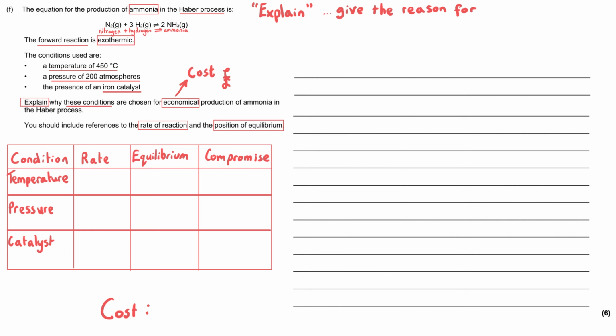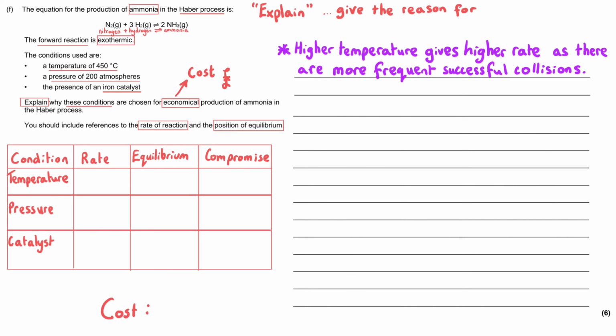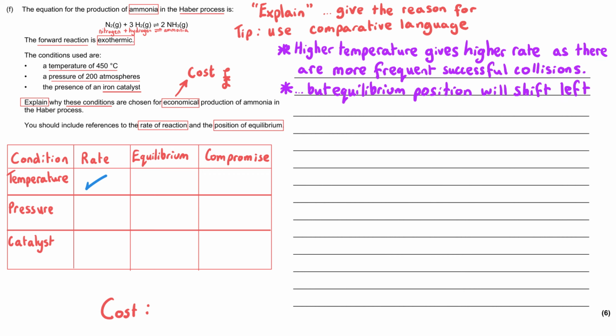So first of all, we need to state that a higher temperature will give a higher rate of reaction because there will be more frequent successful collisions. I really recommend using comparative language in evaluation type questions like this. And then we need to move on to talk about equilibrium. A higher temperature is going to shift the position of equilibrium to the left-hand side. And we can tell that that's the case because the forward reaction is exothermic. And what's gone unspoken here is that therefore the reverse reaction will be endothermic. So if we raise the temperature, equilibrium is going to shift in the endothermic direction, which is left.